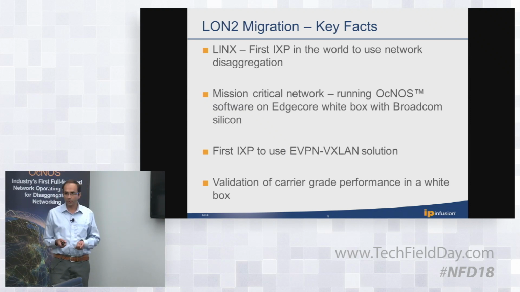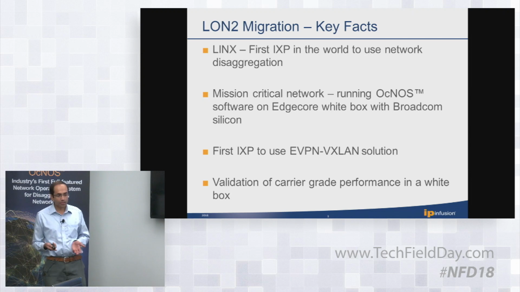Some of the key facts which we want to highlight here are that LINX is the first IXP to use network disaggregation. And we are happy to power this mission critical network using a combination of OCNOS software running on Edgecore devices and with the help of Broadcom silicon. We just want to highlight that it's in production. It's been running for over two months now, since the beginning of June.